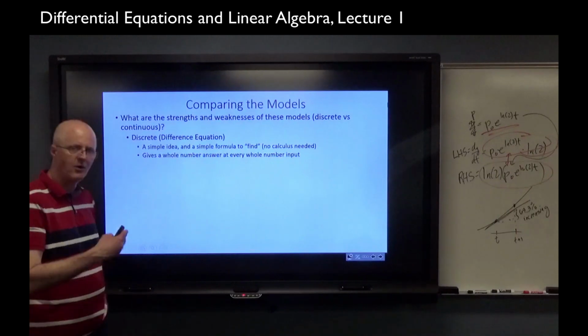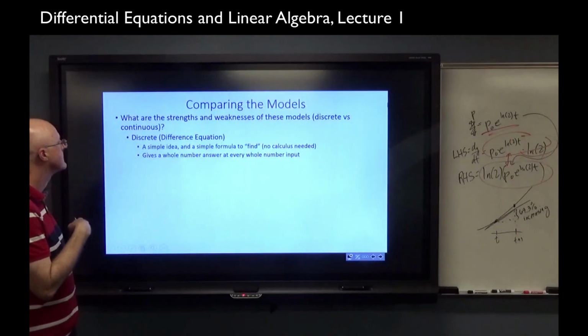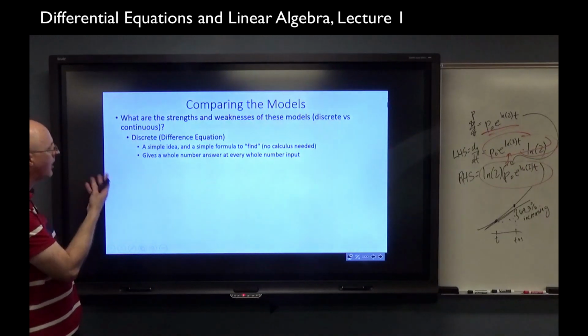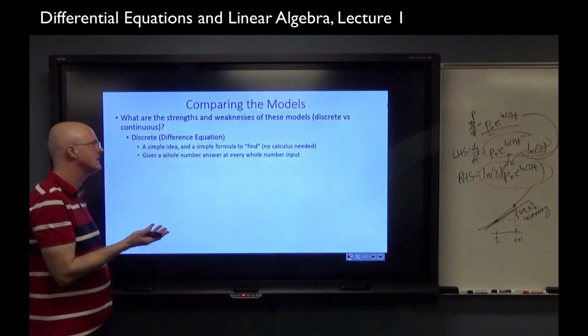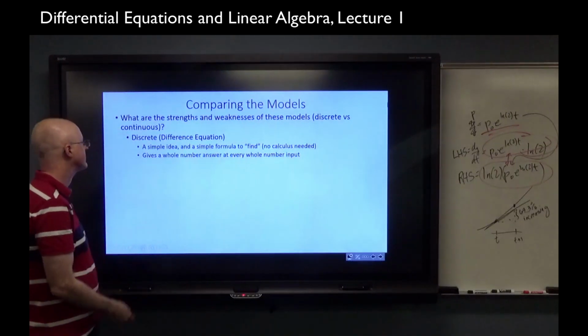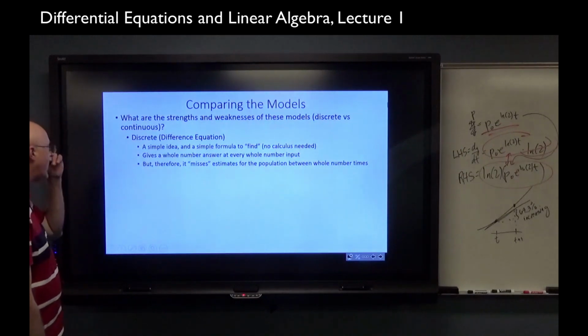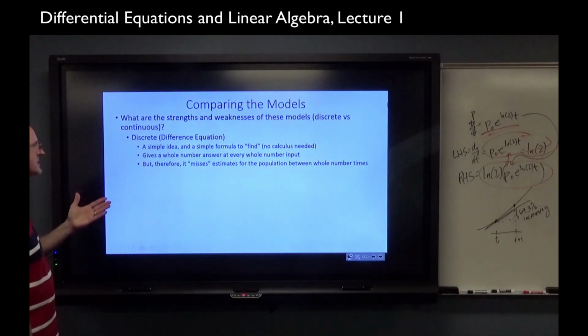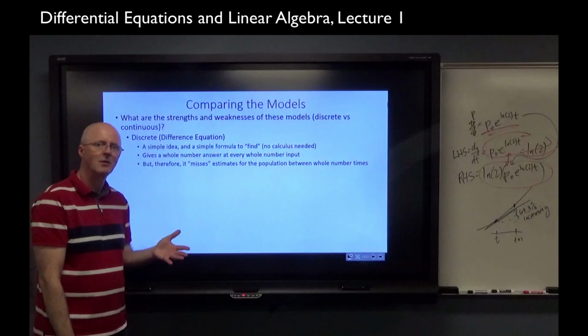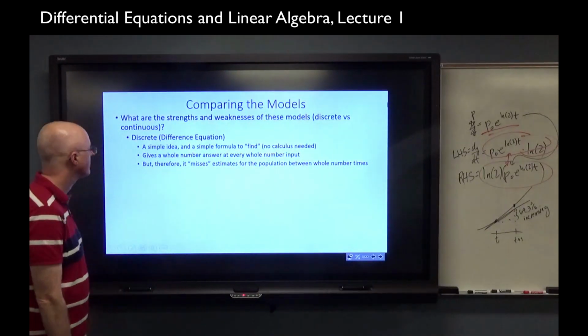For other examples, the inputs will still be whole numbers or integers, sometimes called natural numbers, but the outputs will not necessarily be. And in fact, if we allowed P0 to not necessarily be a whole number, then the outputs wouldn't have to be whole numbers. But the inputs are. But therefore, it misses estimates of the population between the whole number times. You know, what's the population at time 2.34 or whatever I said before?